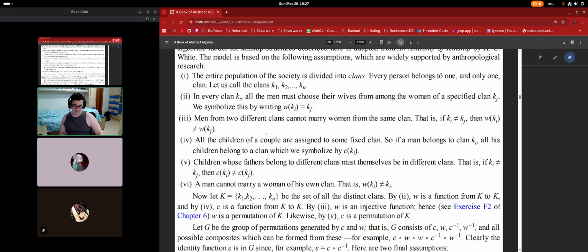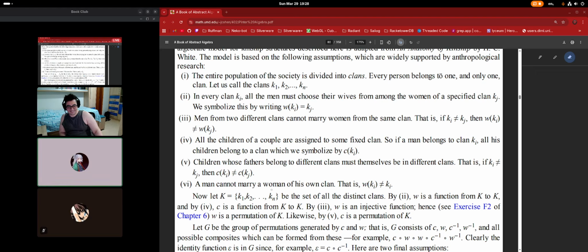All the children of a couple are assigned to some fixed clan, so if a man belongs to clan Ki, all his children belong to a clan which we symbolize by C of Ki. Children whose fathers belong to different clans must themselves be in different clans. Again, it's very creepy to think in this way. There are so many implications that come from these premises. So that is, if they are not the same, again, injective, right? So C is injective, W is injective. A man cannot marry a woman of his own clan, which sounds sad, but okay.